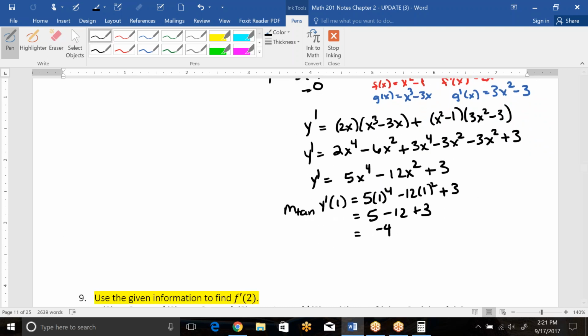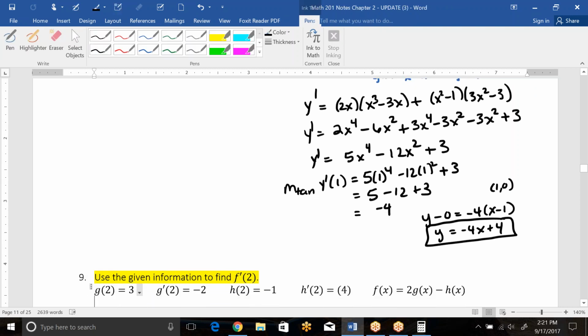So now I have my slope and I have my point. Remember, my point was (1, 0). So I plug that into point slope to get my equation of my tangent. So this is just y equals negative 4x plus 4. So there's the equation of my tangent line.